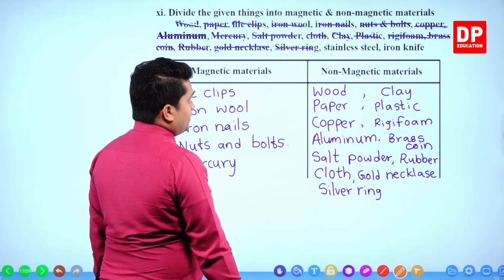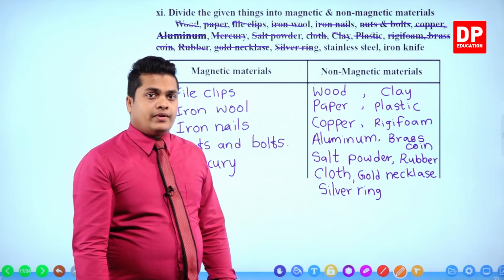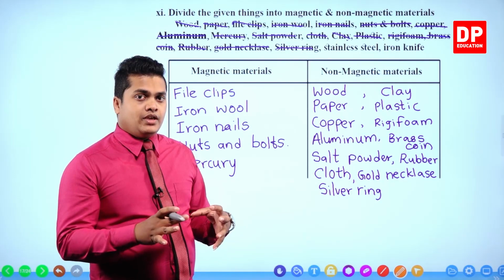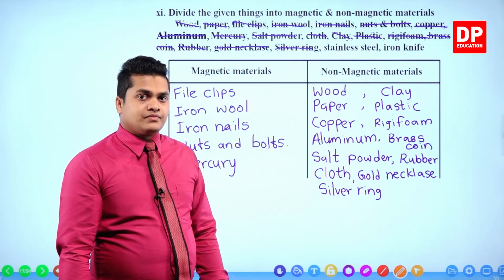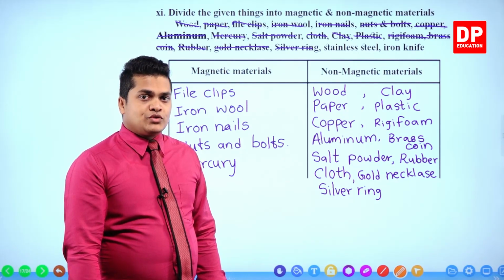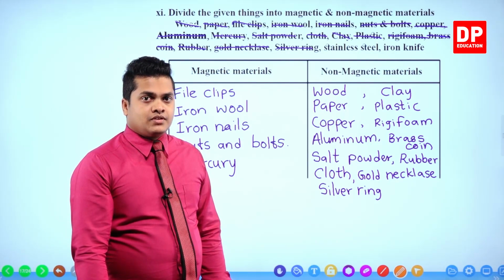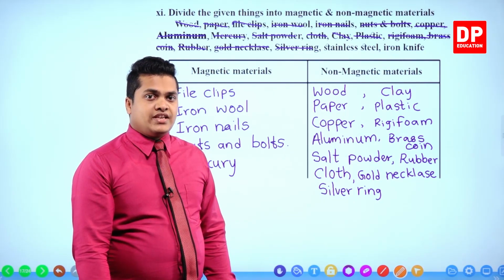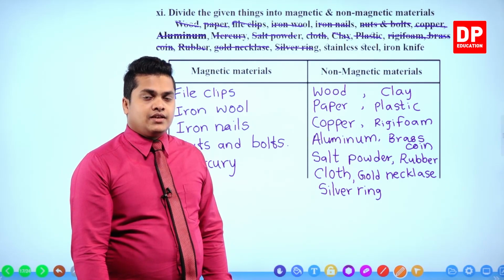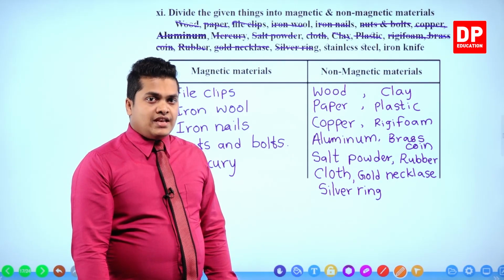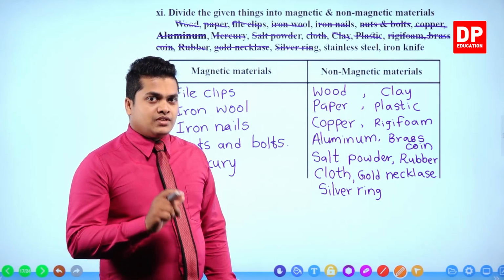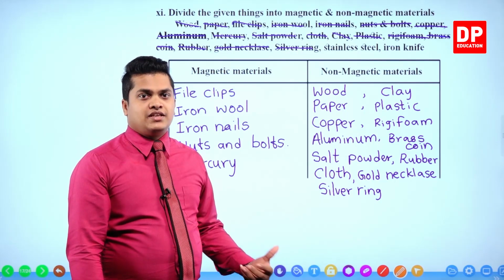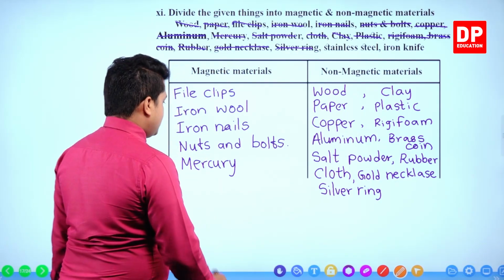Stainless steel. Stainless steel means no stains are going to occur in it. Stainless steel is used to make knives. Here you can observe the term steel, and you know that steel is a magnetic material. So stainless steel is also a magnetic material.